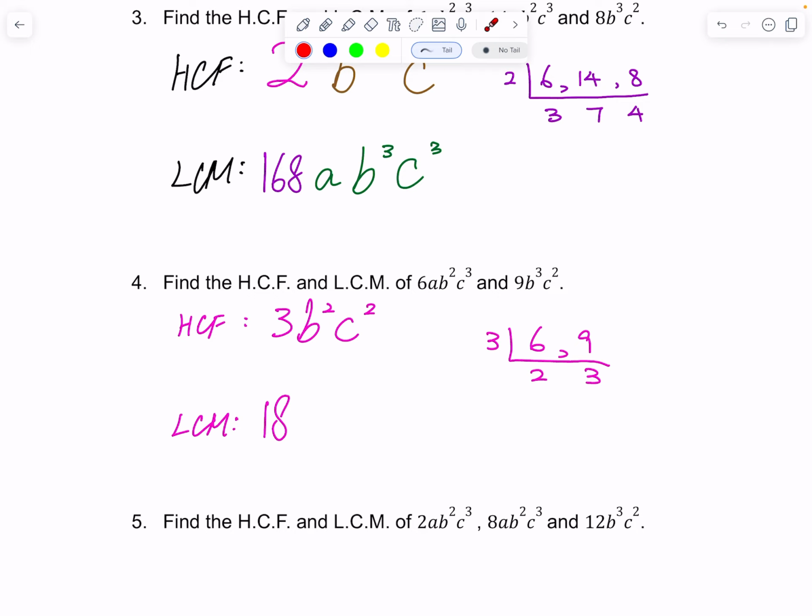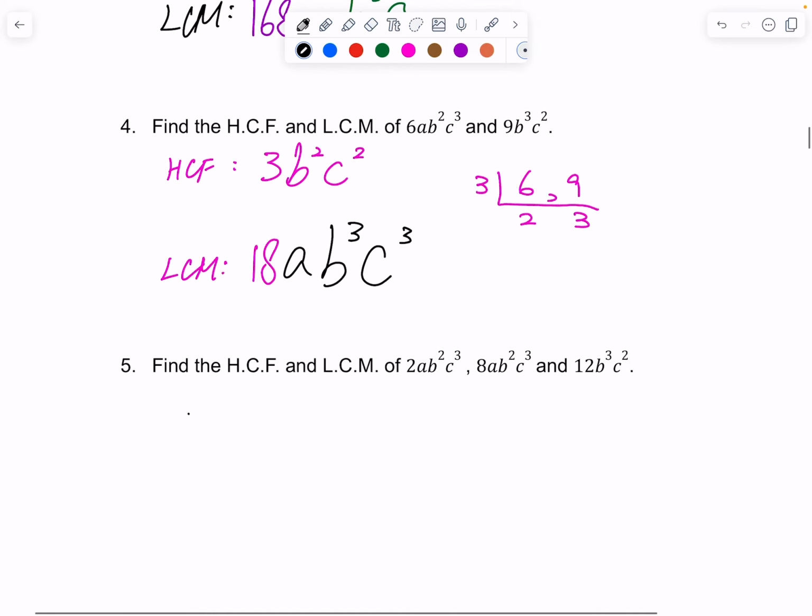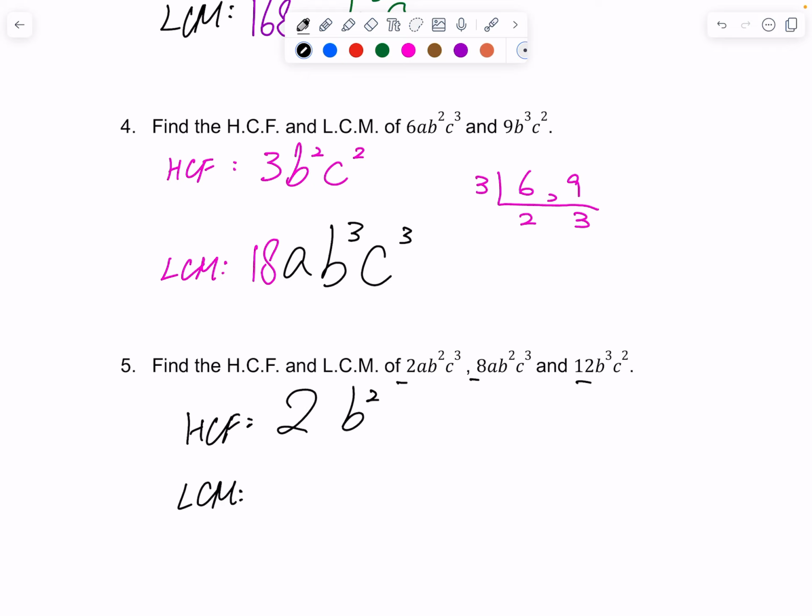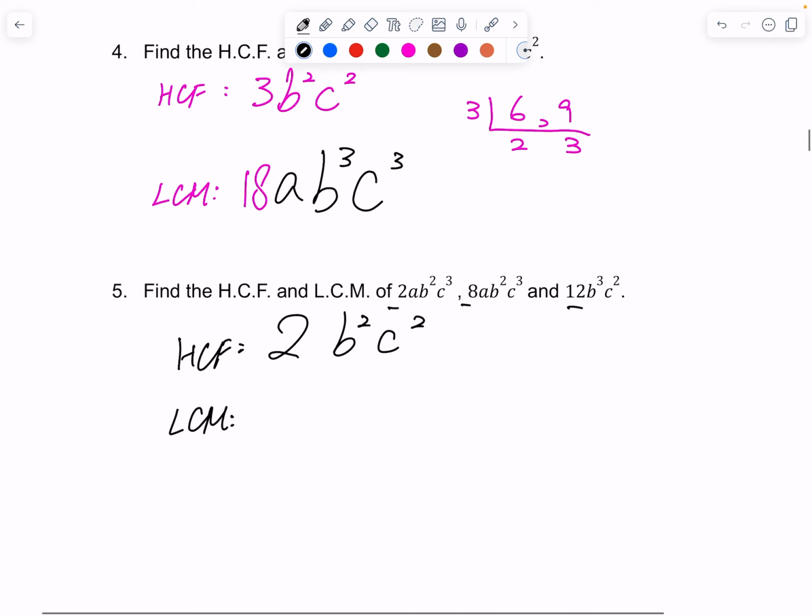Okay, continue. How about for the unknowns, the highest powers? For A first, the highest power is A. For B, 3, C, 3. Continue. HCF, LCM. Common first, they can all be divided by 2. They all have B2, C2 as common. And then for LCM, let's do it this way. I just find it easier, that's why.